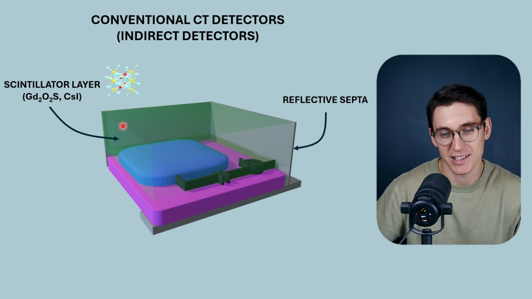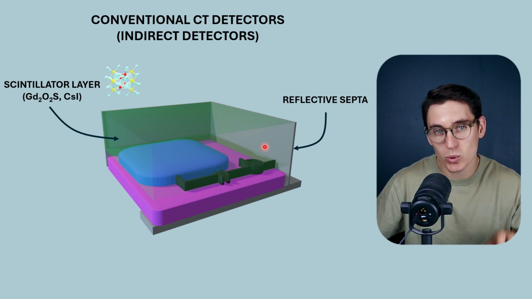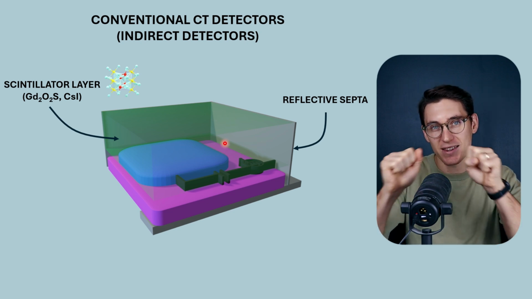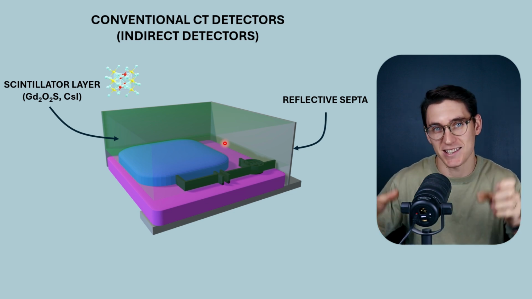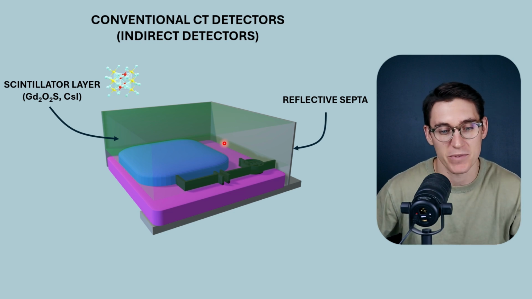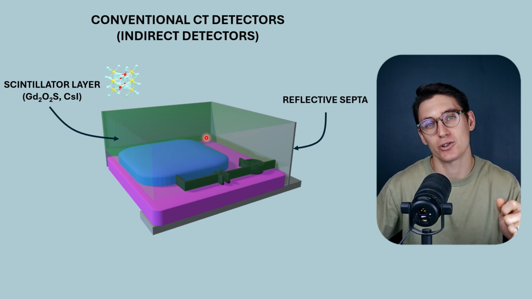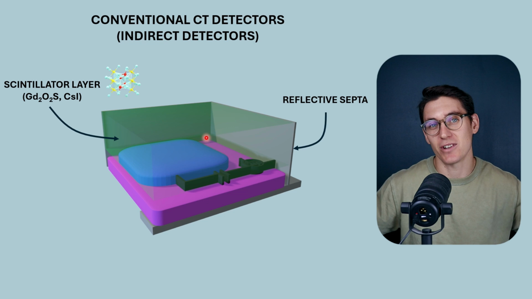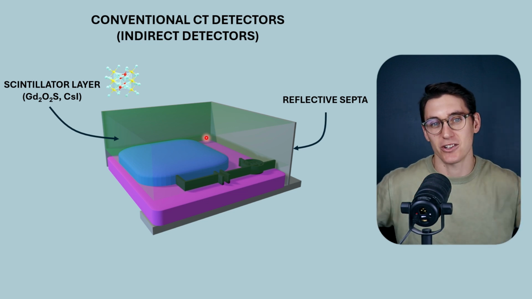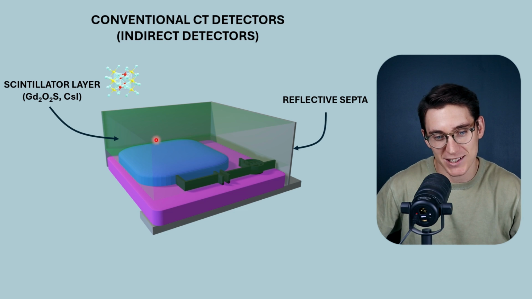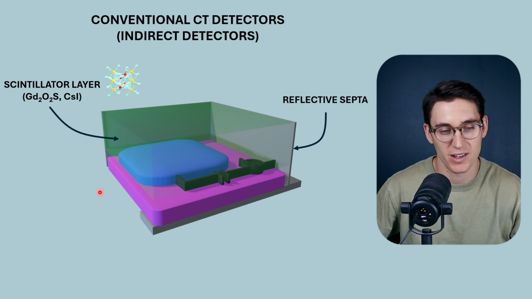Surrounding this scintillator layer is what's known as the reflective septa. We've got these septa between each one of the detectors that prevent the light that's generated from spreading out to adjacent detectors. It keeps it on one single detector. And you'll see one X-ray photon makes hundreds, thousands of light photons. And those light photons spread out in 360 degrees. And we want them to be maintained to a single detector, the detector that the X-ray was incident on.